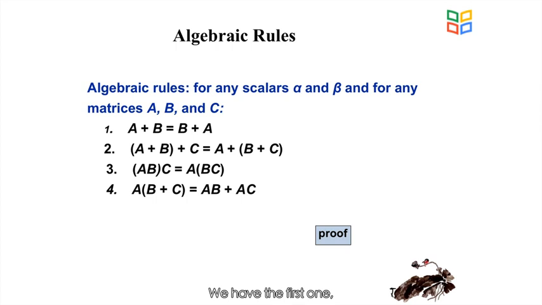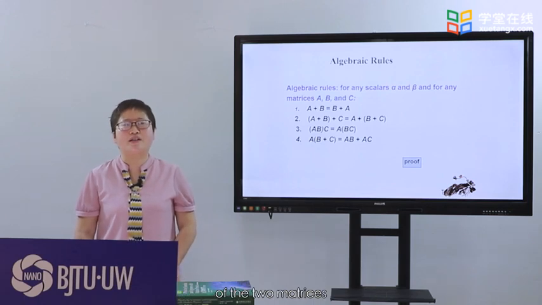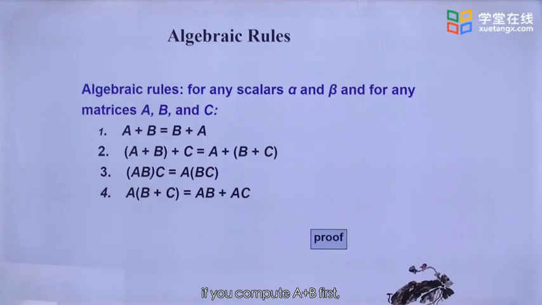We have the first one, A plus B equals B plus A. This means you can change the position of the two matrices when doing matrix addition. And secondly, if you compute A plus B first, then plus C, it equals A plus the matrix addition of B and C, computed first. Okay, so you can have these algebraic rules.